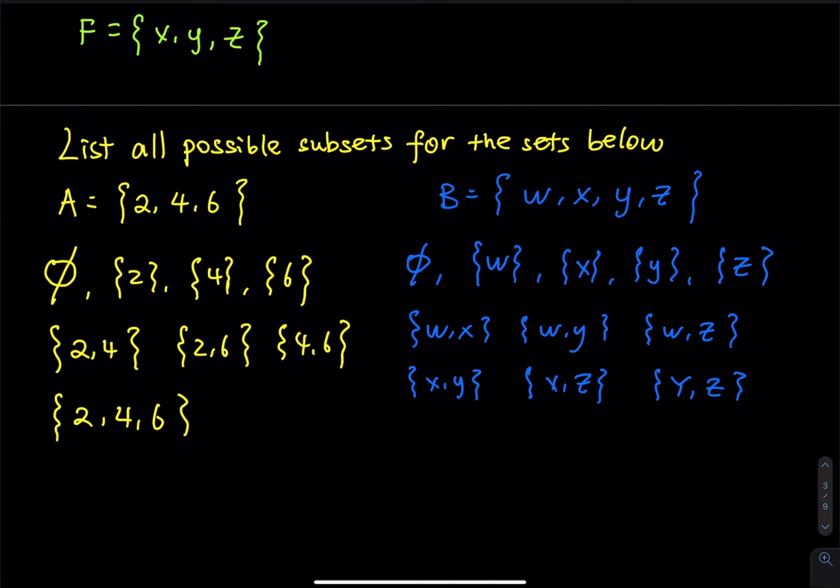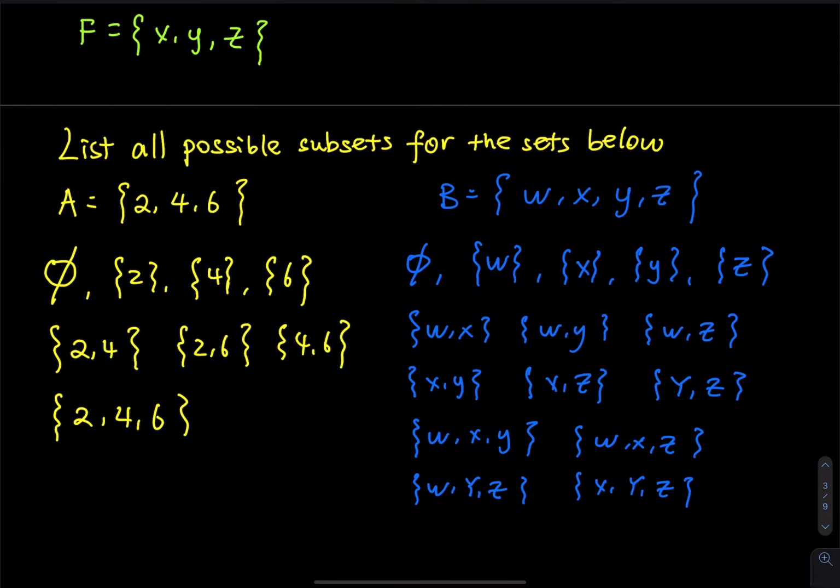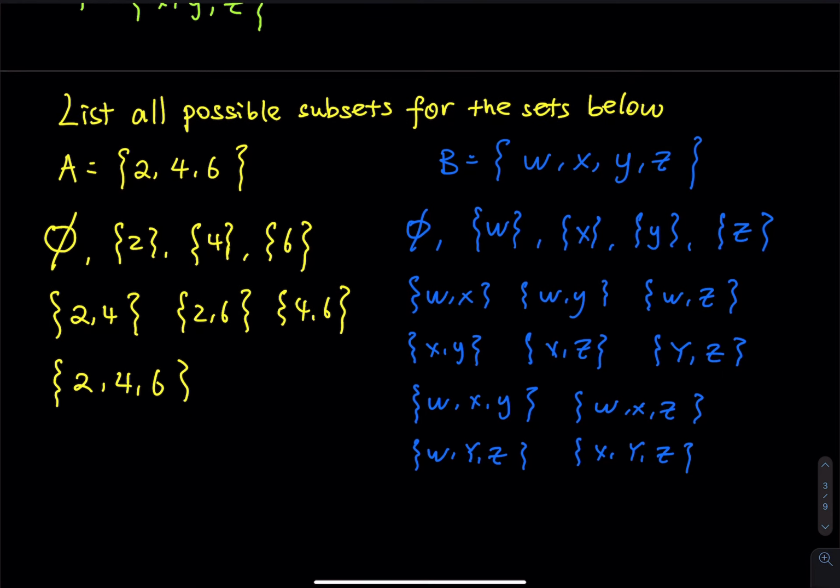So the 2 elements only is done, and then 3 elements, so WXY, and then WXZ, and then what else? WYZ. And then the last one is XYZ. And then the 3 elements only is done. The last one is 4 elements, which is W, X, Y, and Z. As you can see, every list I list out is a subset of the given set B.